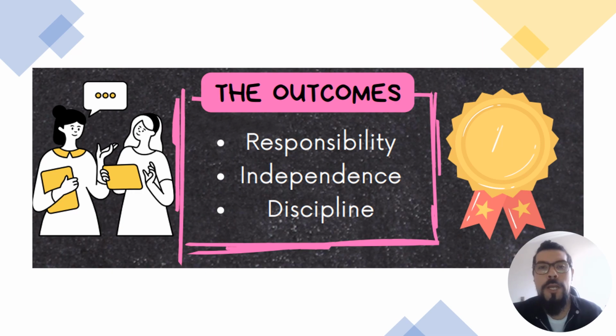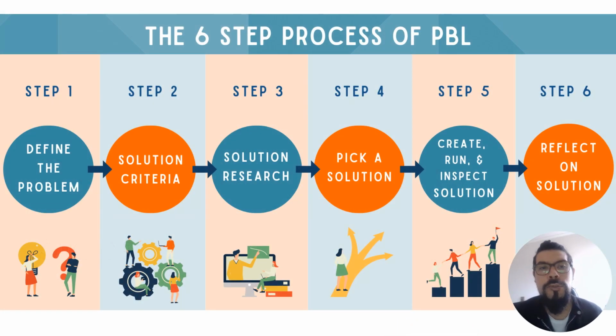Now, when it comes to PBL in the English classroom, we're going to identify 6 steps that are essential for this methodology. Okay, step number 1 is called define the problem. Step 2 is called solution criteria. Step 3, solution research. Step 4, pick a solution. Step 5, create, run, and inspect solution. And the last step, step 6, is called reflect on solution.